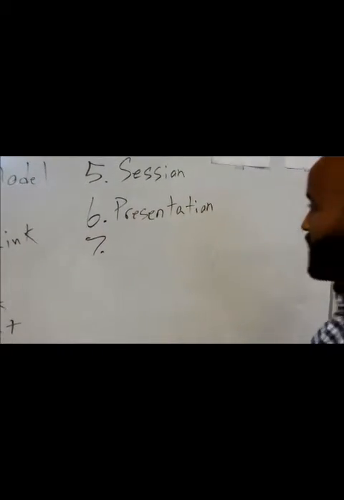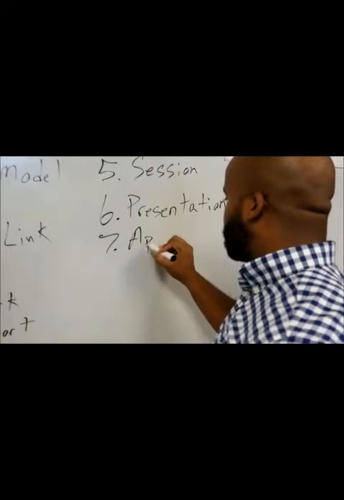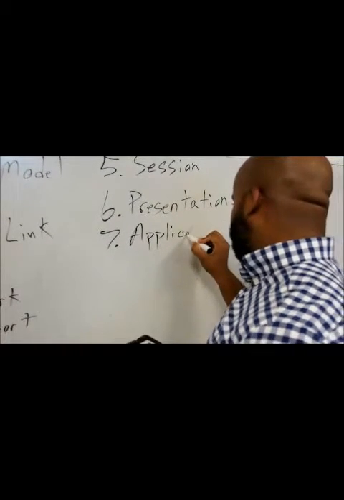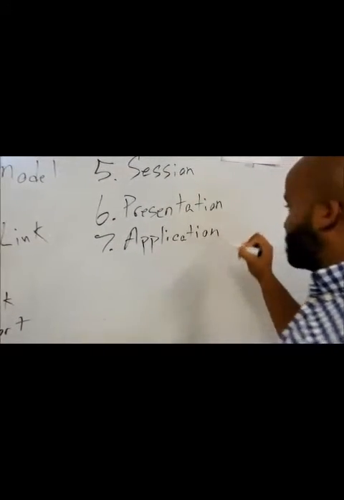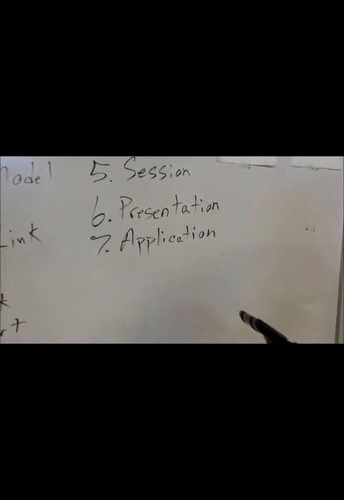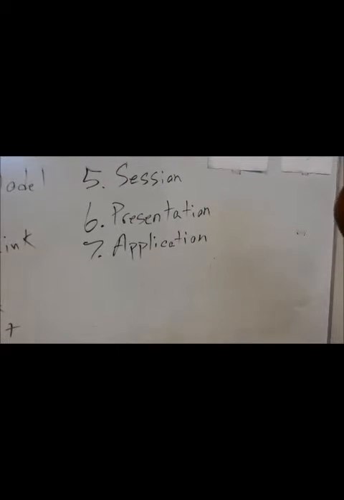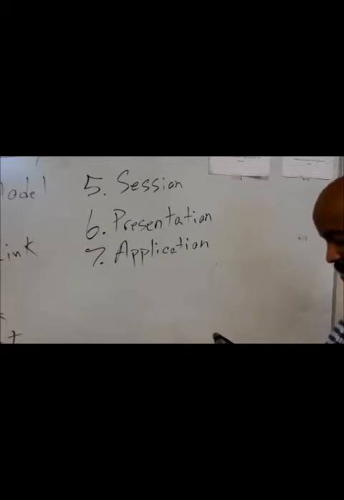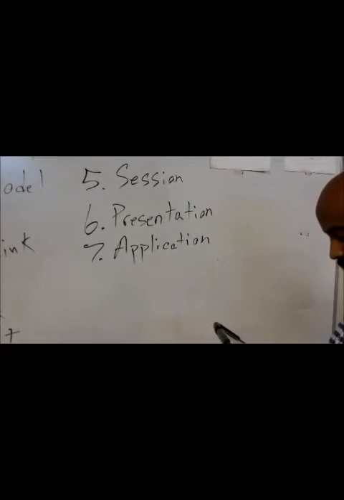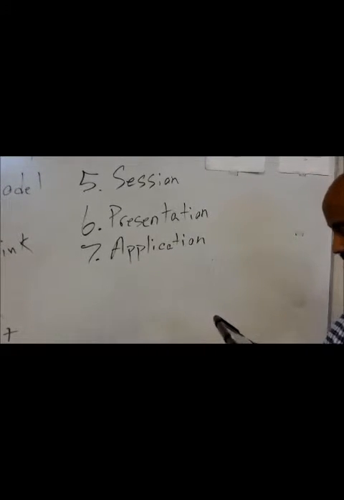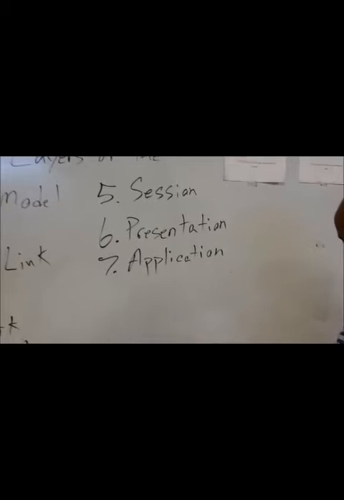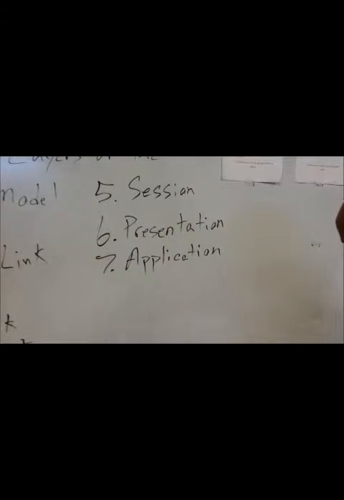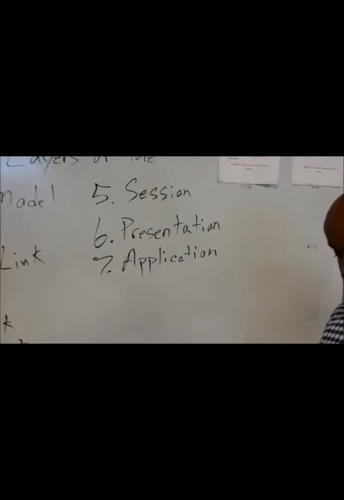Layer 7, final layer, application layer. This layer supports application and end-user processes. Communication partners are identified, quality of service is identified, user authentication and privacy are considered, and any constraints on data syntax are identified. Everything at this layer is application specific.